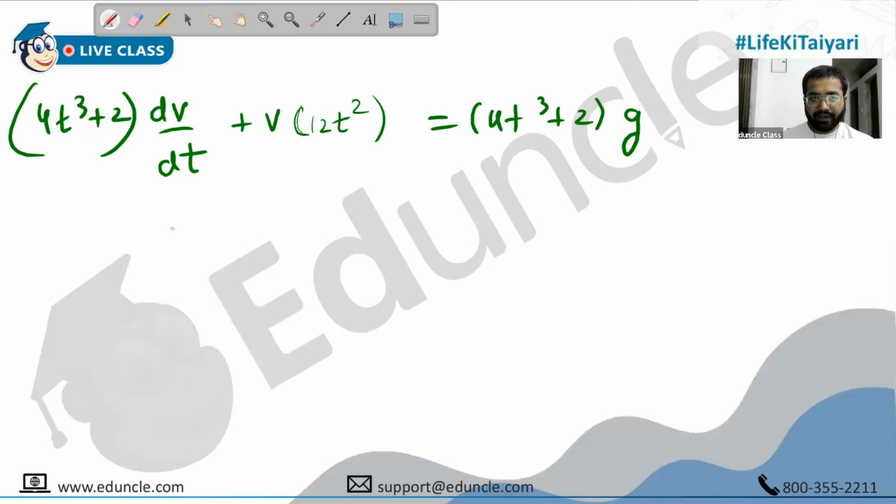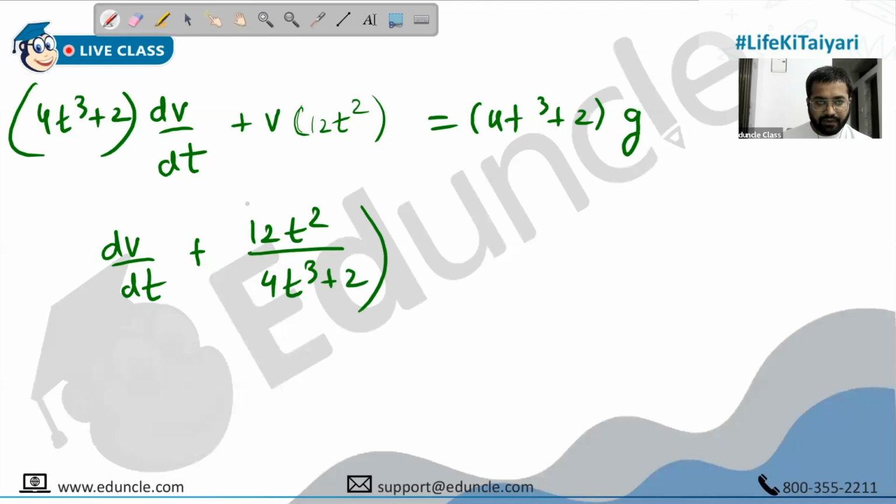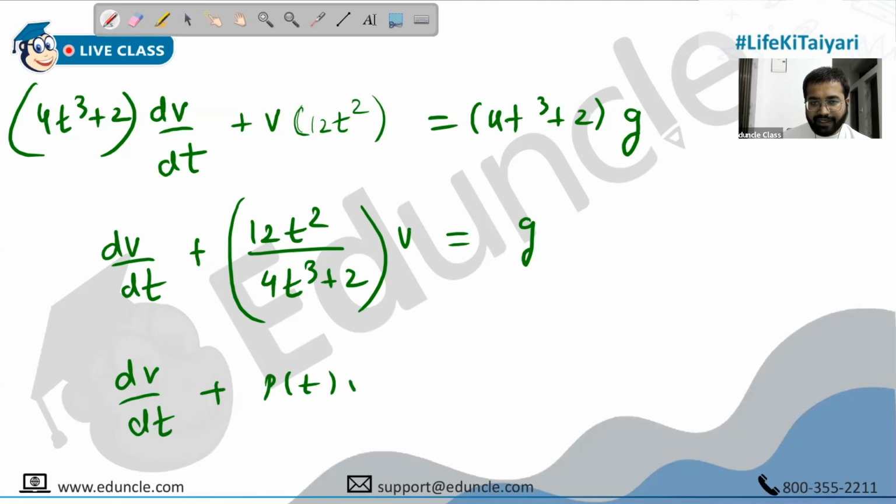Okay, throw 4t cube plus 2 on that side. So dv by dt plus v into, or you can write, 12t square upon 4t cube plus 2 into v. This is g, because 4t cube plus 2 gets cancelled here. Okay, this is linear, people. This is of the form dv by dt plus p of t into v equals q of t. How do you solve this?